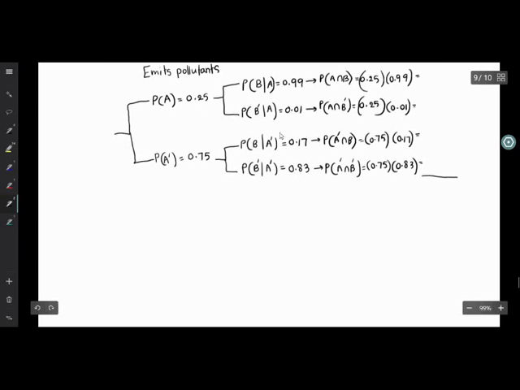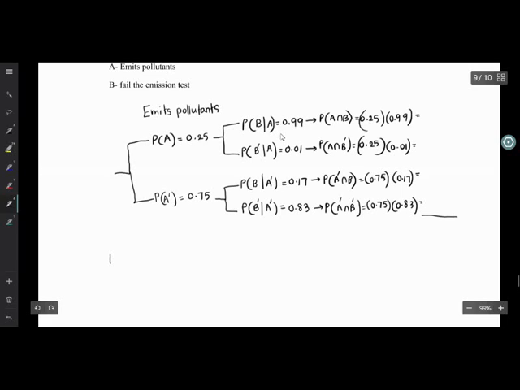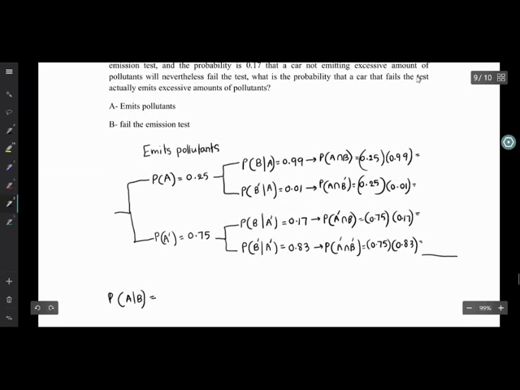So the probability we need is probability A given B. Again, it is the probability that the car that fails the test actually emits excessive amount of pollutant. So you already know that the car fails the test, so it is given B, and it actually emitting pollutants is the probability of A. So what you need is the probability of A given B. You don't see that probability in the tree diagram. What we see is B given A, but they are not the same. So you can apply the Bayes theorem here.